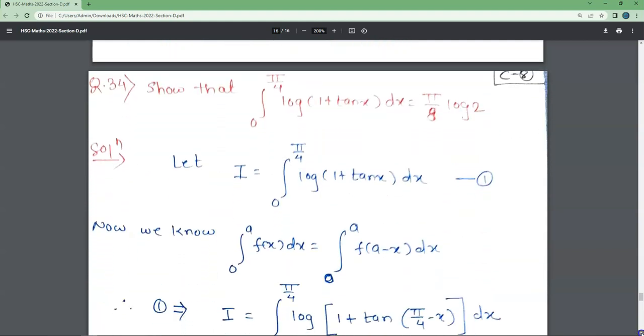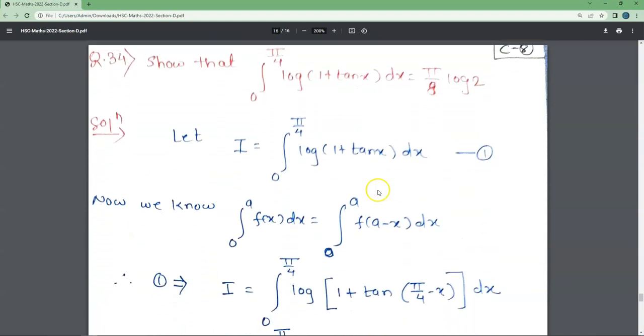Let's look at the next question. Now the question says, show that the definite integral 0 to pi by 4 of log of 1 plus tan x dx is basically pi by 8 log of 2. आता हे solve कसं करायचं, याच्यासाठी definite integral ची एक property use करावी लागते. 0 to a f of x dx is equal to 0 to a f of a minus x dx. Remember, ही ती property already मी इथे लिहिलेली आहे. But let's see how to use it. Let I is equal to what, 0 to pi by 4 log of 1 plus tan x dx.